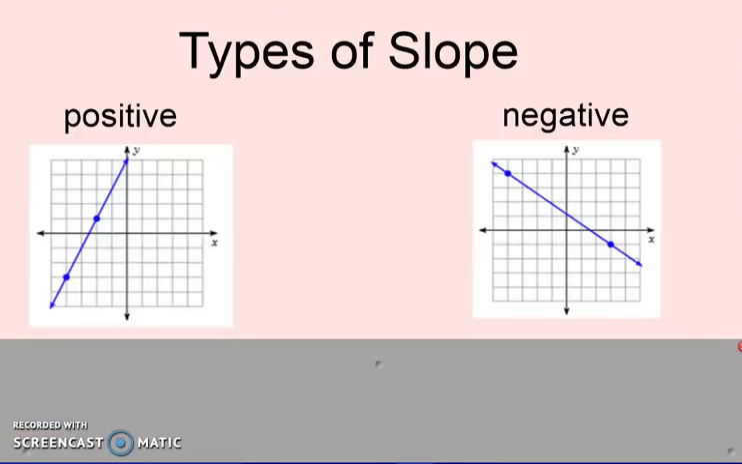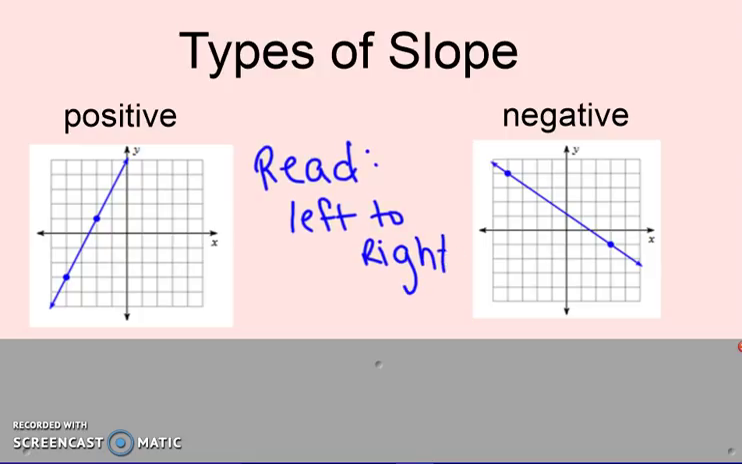First thing we have to talk about is the different types of slope. We have 4 different types. We have a positive and we have a negative to start. Think about when you read a book, when we read from left to right. So if I look at my positive slope and I'm going from left to right, it's going in the upward direction. That is going to be my positive slope. My negative slope, if I read from left to right, is going down. It's just a little trick to try and remember.